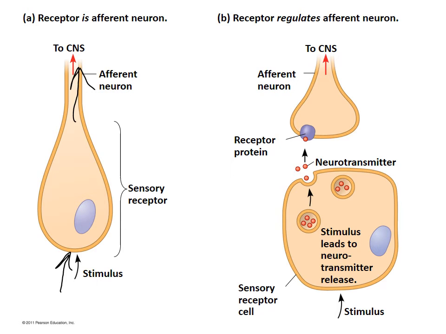Here on this second panel, what you see is a stimulus happening to a sensory receptor cell. And this is an actual cell, and it's going to actually generate some neurotransmitter, and the neurotransmitter is going to be released, and it is picked up by an afferent neuron, which will then send the message to the central nervous system. So here a receptor is regulating the afferent neuron, whereas the first panel here, the receptor is indeed the afferent neuron itself.